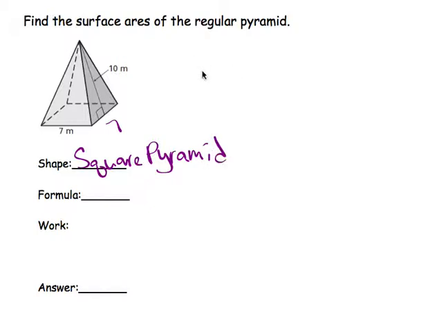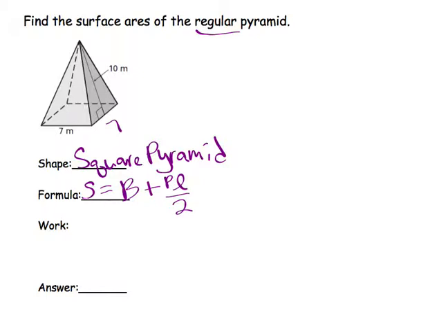Sometimes there are rectangular pyramids or even triangular pyramids. Depending on what the base is, that's how they're named. But since it says regular here, I know that the base is a regular polygon, and that's why it's a square base. The formula for surface area of a pyramid is the area of the base plus the perimeter of the base times the slant height, all divided by 2.